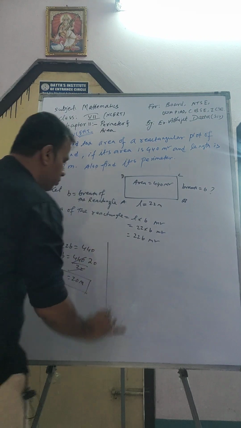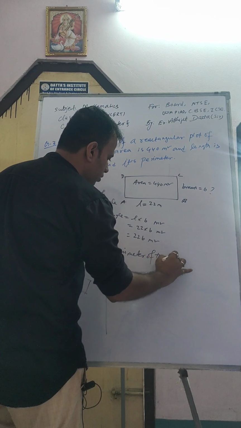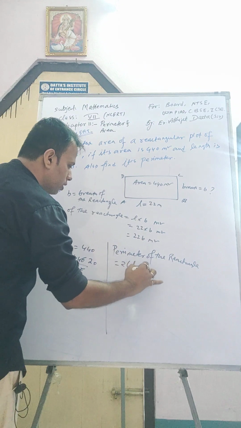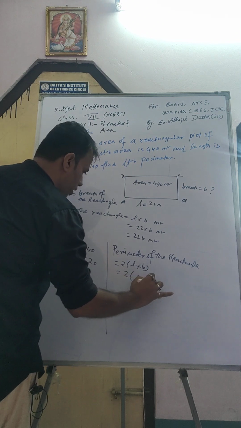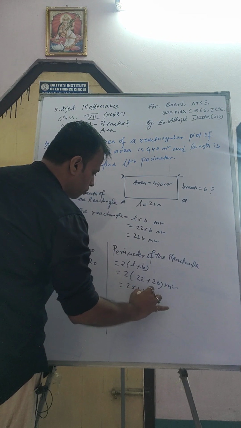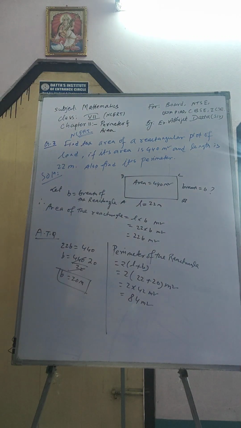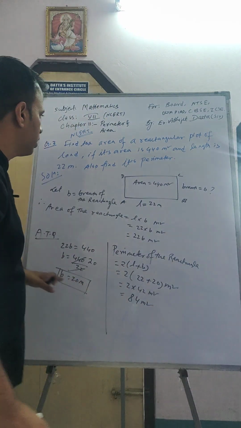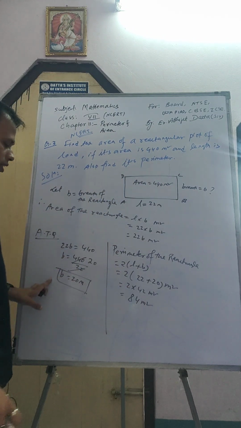Now we have to find out the perimeter. So the perimeter of the rectangle is 2 into (length plus breadth). Length is 22, and breadth is 20, so 2 into 42 meter, it will be 84 meter. So the perimeter has come out: perimeter is 84, breadth is 20.